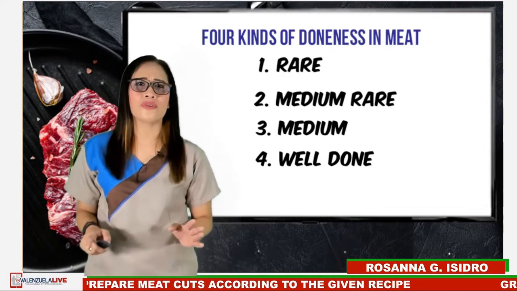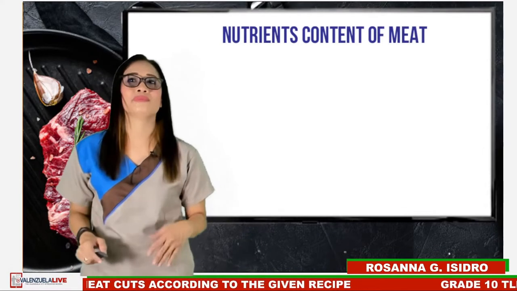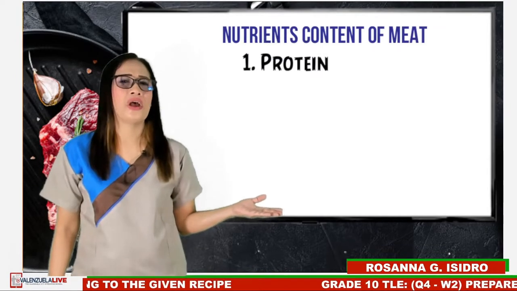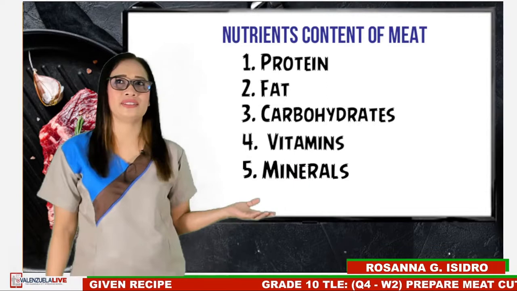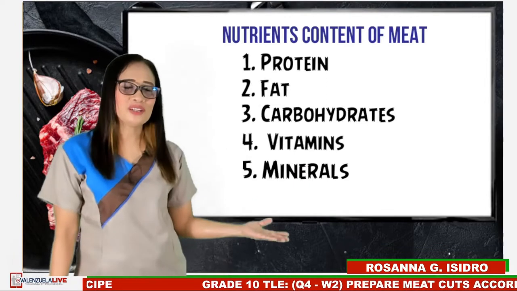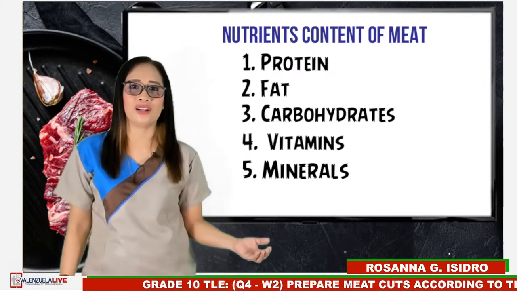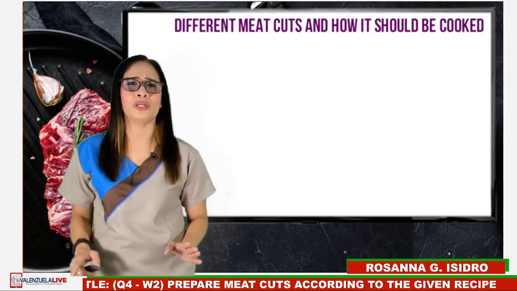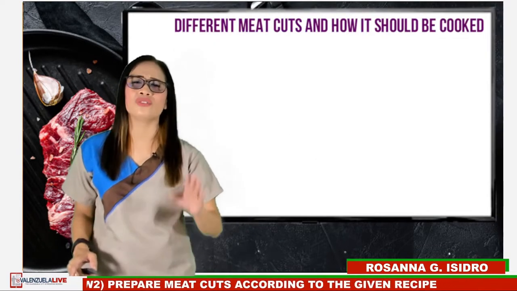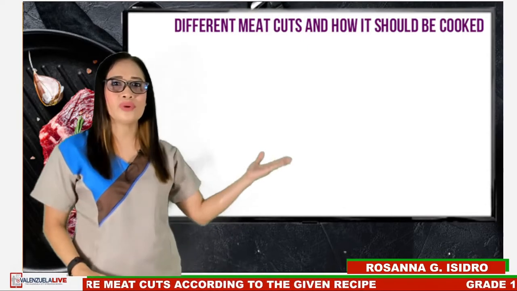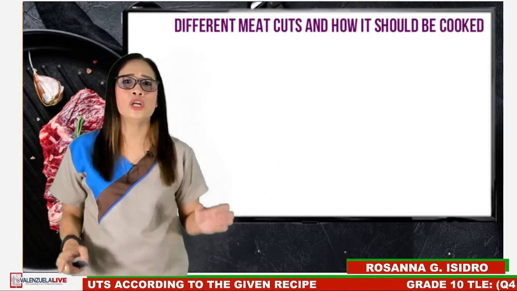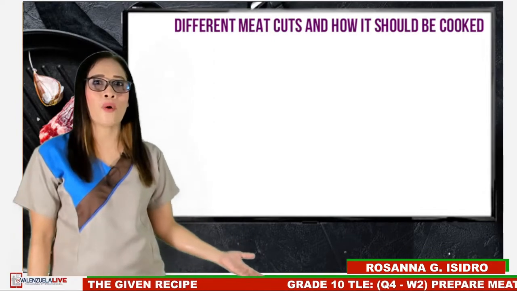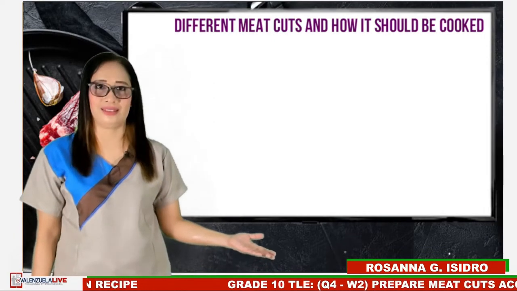Nutrient contents of meat are protein, fat, carbohydrates, vitamins, and minerals. The various cooking temperatures of meat are based on its kinds of doneness. Now we'll have the different meat cuts and how they should be cooked. Are blade steak or blade roast cut.